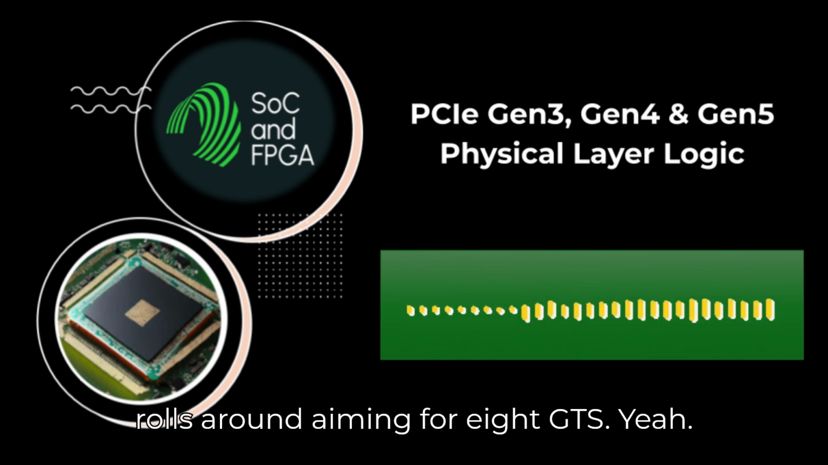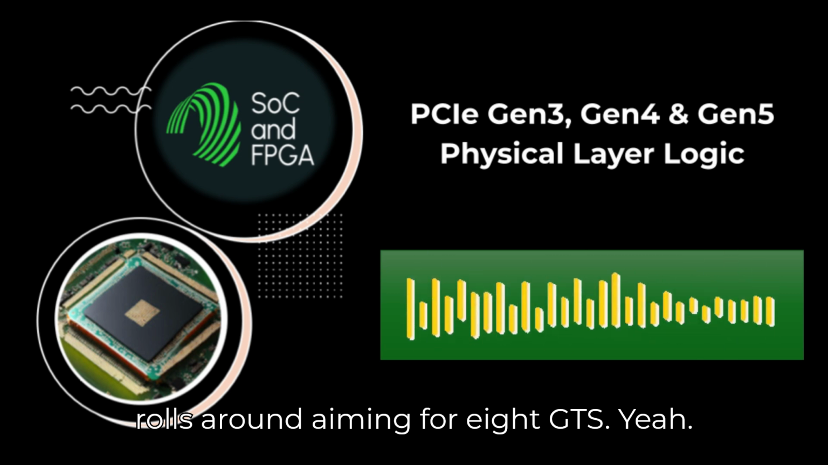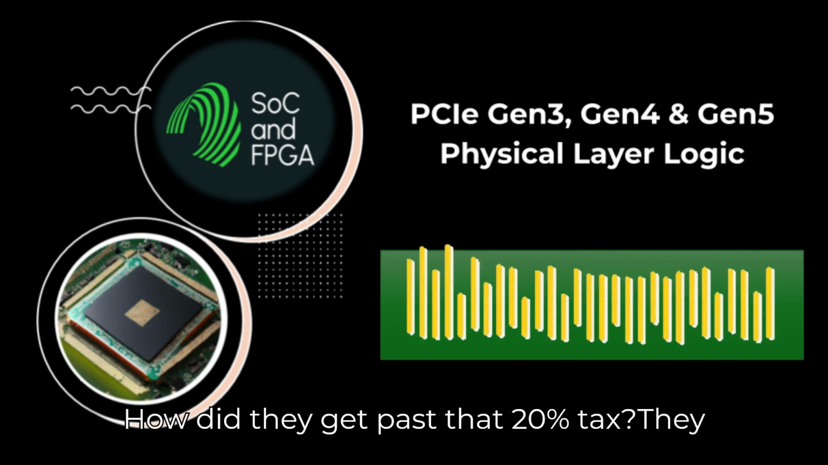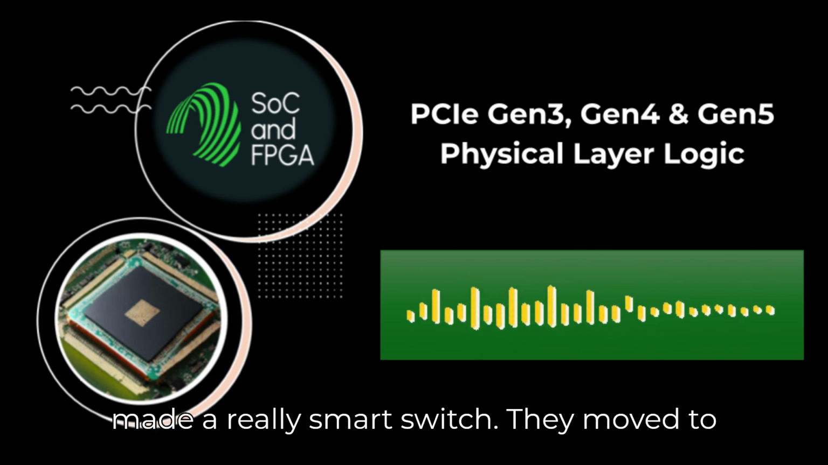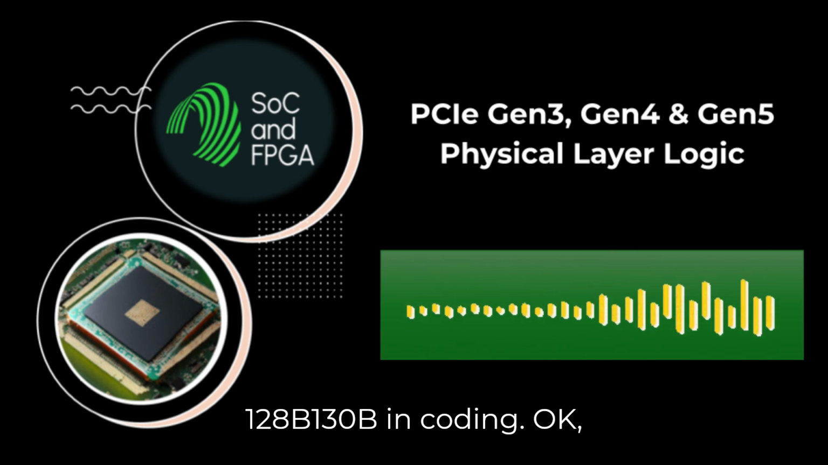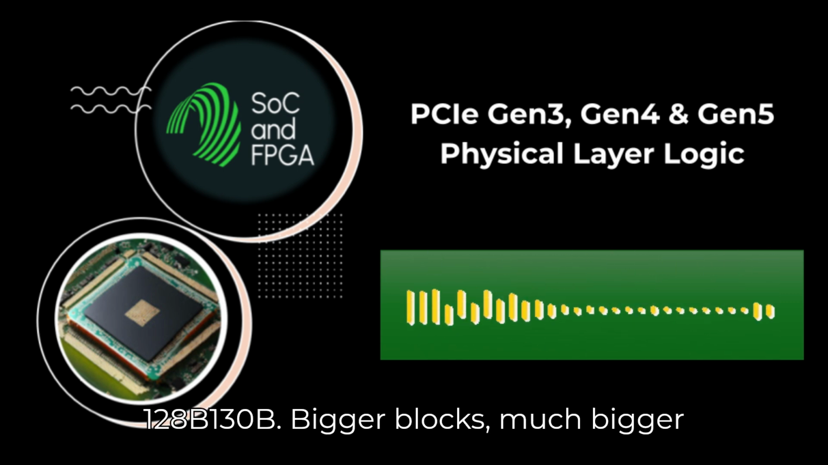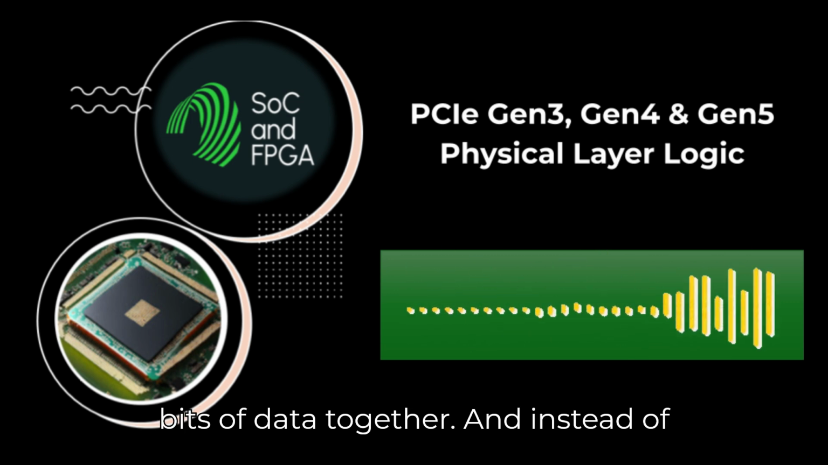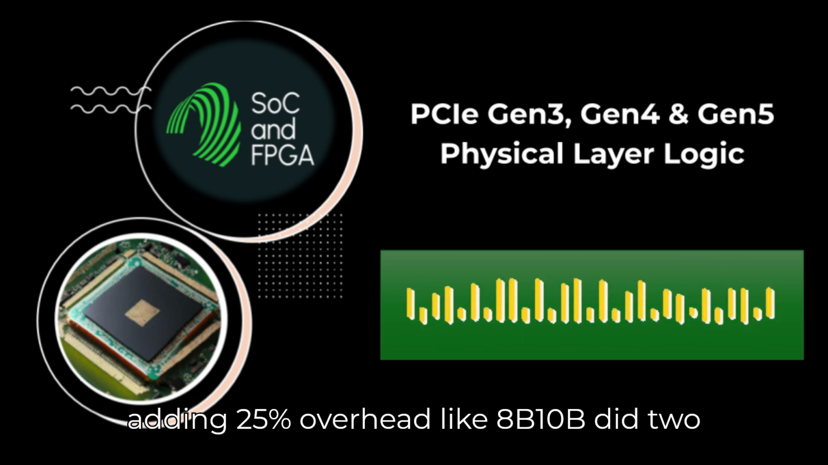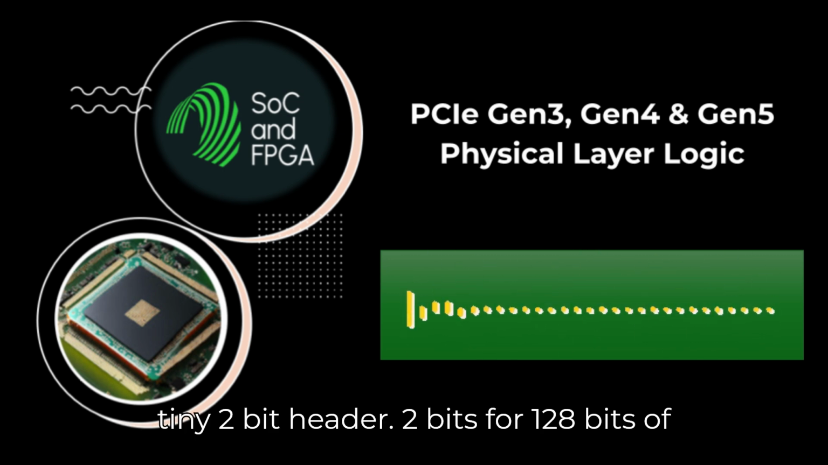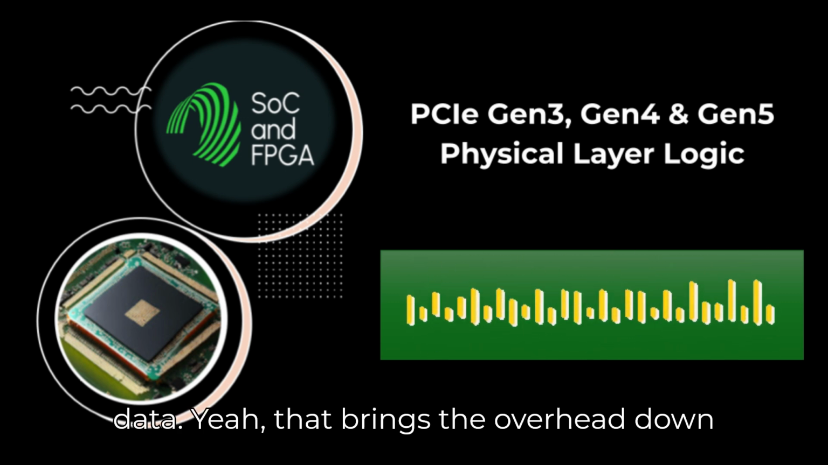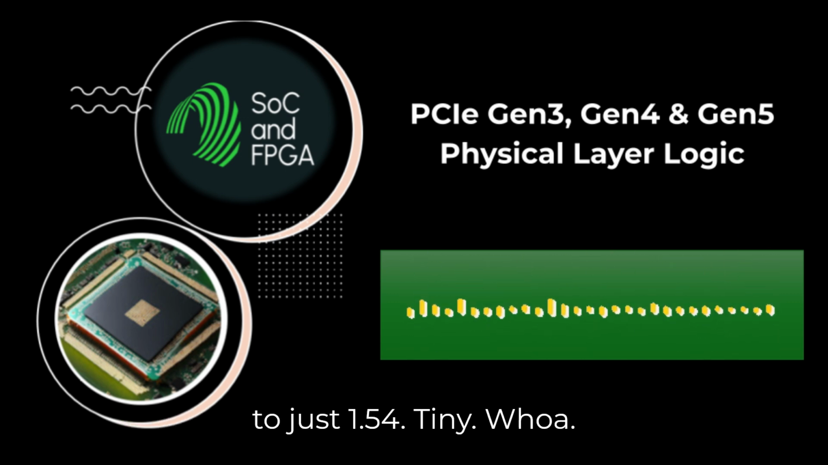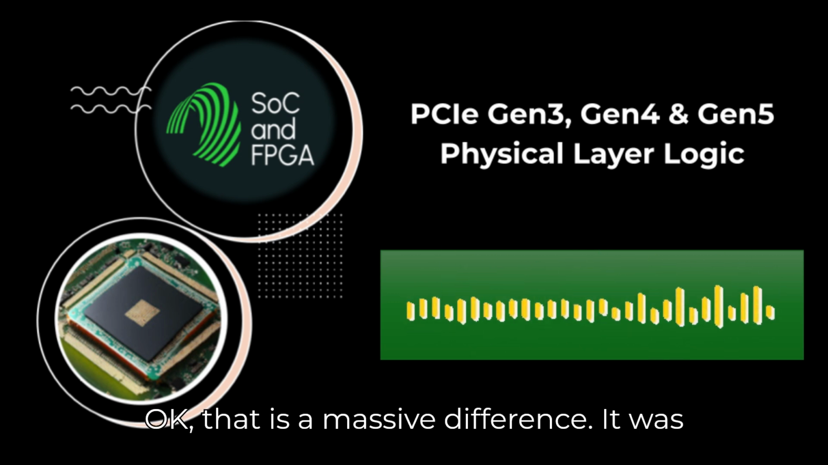Yeah. So Gen 3 rolls around, aiming for 8 GT/s. How did they get past that 20% tax? They made a really smart switch. They moved to 128B/130B encoding. Okay, 128B/130B. Bigger blocks, much bigger blocks. Instead of 8 bits, they group 128 bits of data together. And instead of adding 25% overhead like 8B10B did, 2 extra bits per 8, they add just a tiny 2-bit header. 2 bits for 128 bits of data. Yep. That brings the overhead down to just 1.54%. Tiny. Whoa, okay, that is a massive difference.